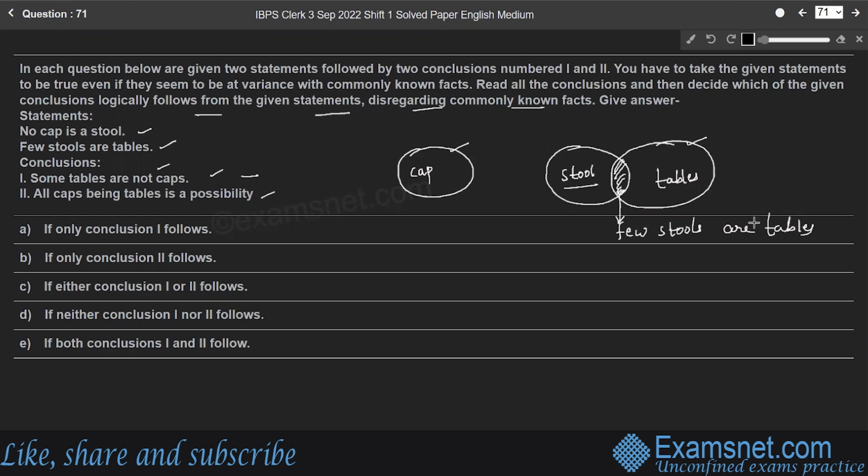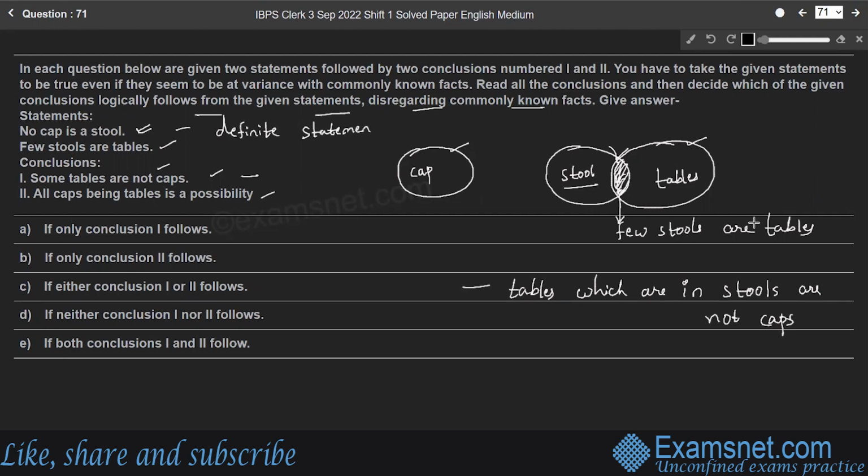Here some tables which are in stools. I repeat, tables which are in stools. So this shaded portion of tables which are in stools are not caps, right? Because by the statement, no cap is a stool. It is a definite statement, right?